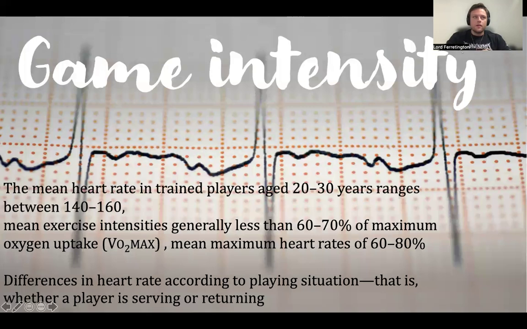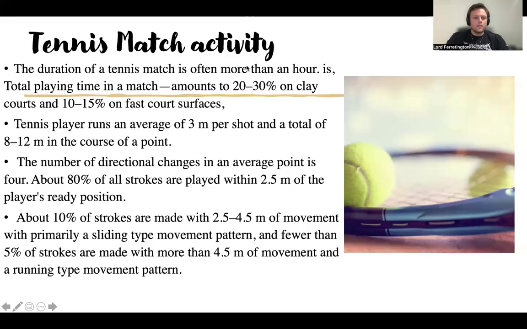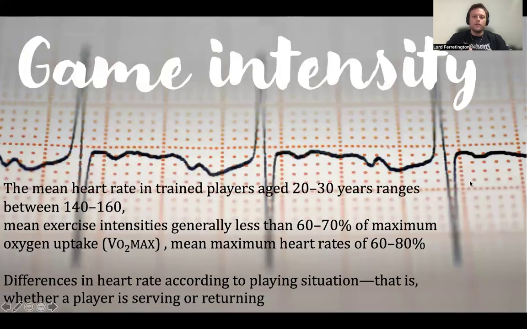Game intensity, as alluded to on this slide, with total playing time, your mean heart rate for trained players is roughly between 140 and 160. Your mean maximum heart rates are 60 to 80. Your VO2 maxes are generally 60 to 70.